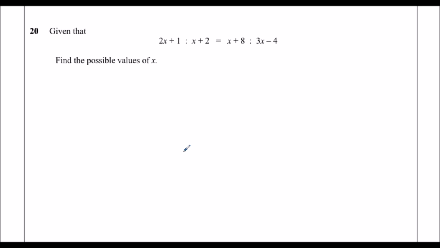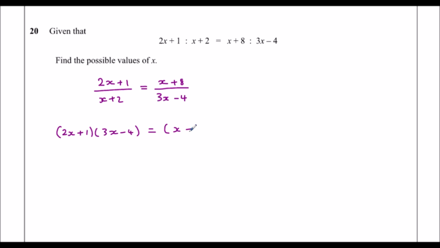Question 20. Given that the ratio of 2x plus 1 to x plus 2 is equal to x plus 8 to 3x minus 4, find the possible values of x. So the first thing we can do is to change these ratios into fractions. So 2x plus 1 over x plus 2 equals x plus 8 over 3x minus 4.